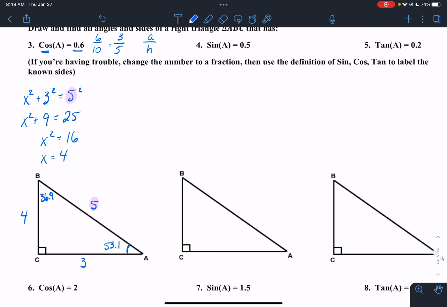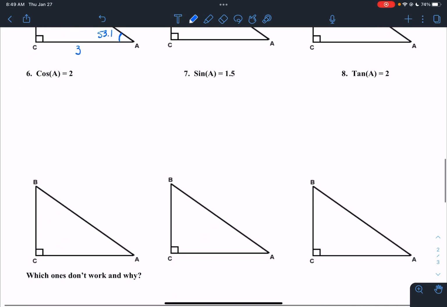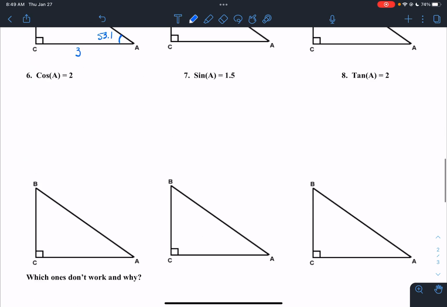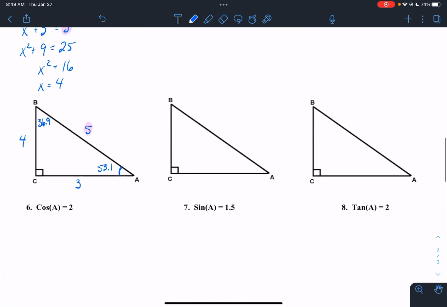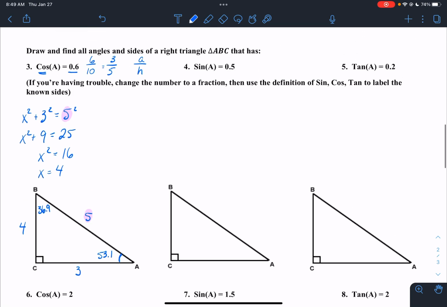So I can do them for question numbers 4 and 5, and then I can go down and do them with these ones. What you'll end up having is that some of these will not work. And then what I want you to do at the bottom is figure out why certain triangles did not work when I tried to figure out the other side length, or tried to do my second sine, cosine, or tangent. There are some, and there's a definitive reason why they did not work. So that's the idea behind this worksheet.